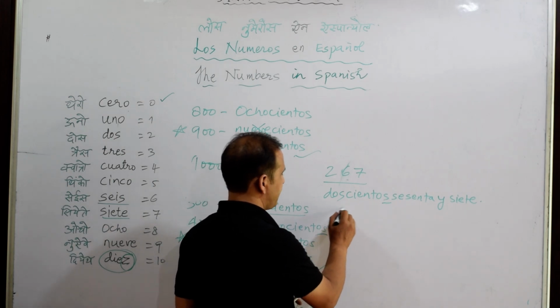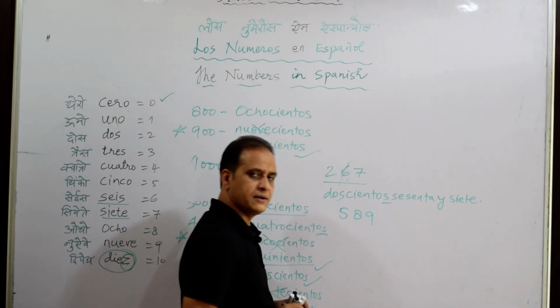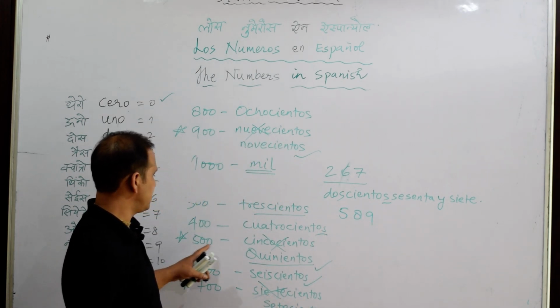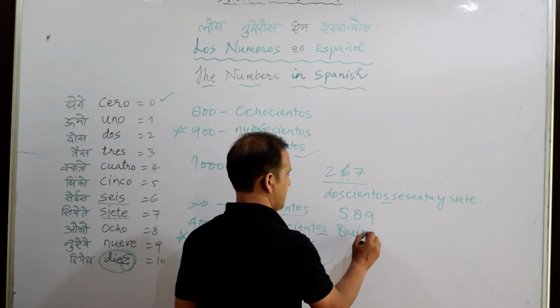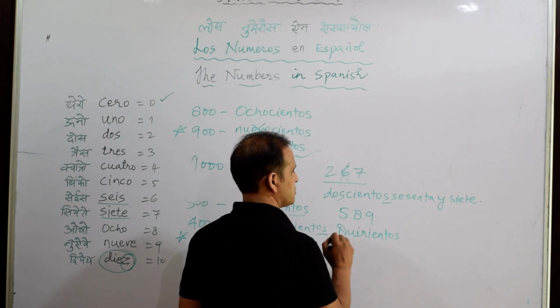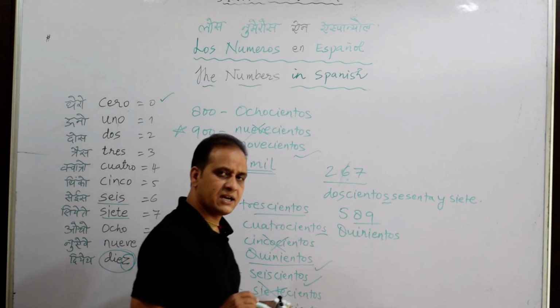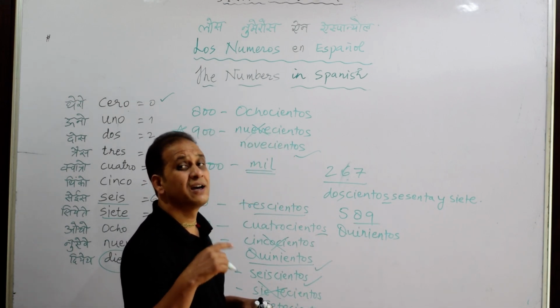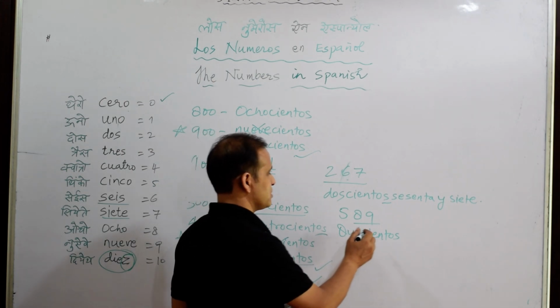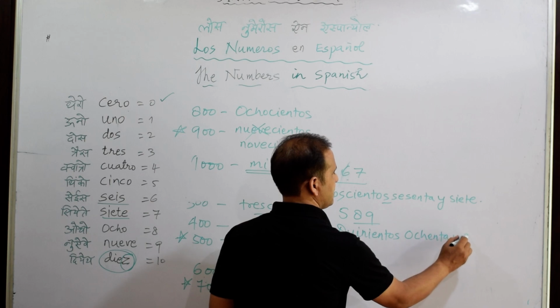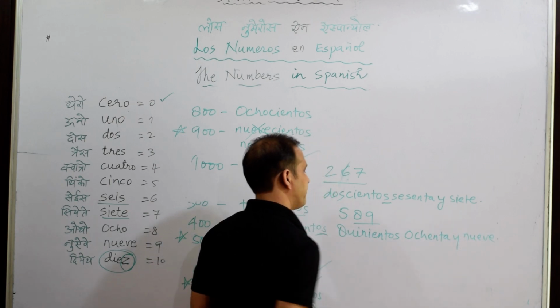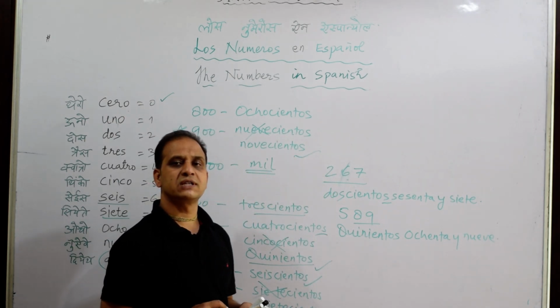How will you say 589? For 500 we have learned it is quinientos. So you will say quinientos. And what is 89? 80 is ochenta. Y means and 9 is nueve. So altogether it is ochenta y nueve. So quinientos ochenta y nueve.